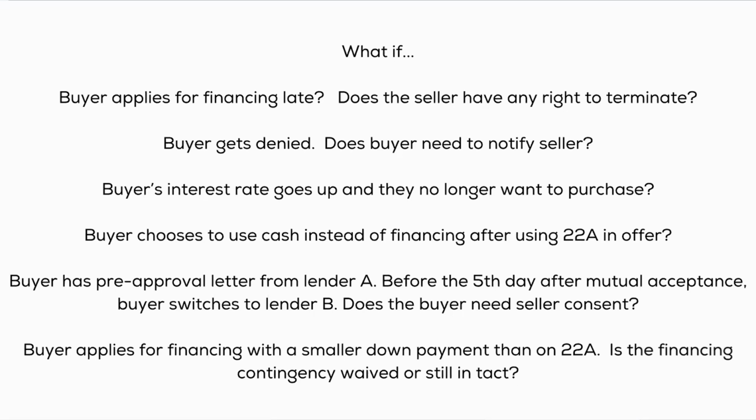What if a buyer chooses to use cash instead of financing after using a 22A in the offer? And what about a pre-approval from a lender? Maybe they have a lender A that they've been pre-approved with, and before the 5th day, they decide to go with a different lender. Do they need consent? And what happens if a buyer applies for financing but uses a smaller down payment than what's on the 22A? Is their financing contingency waived or still intact?